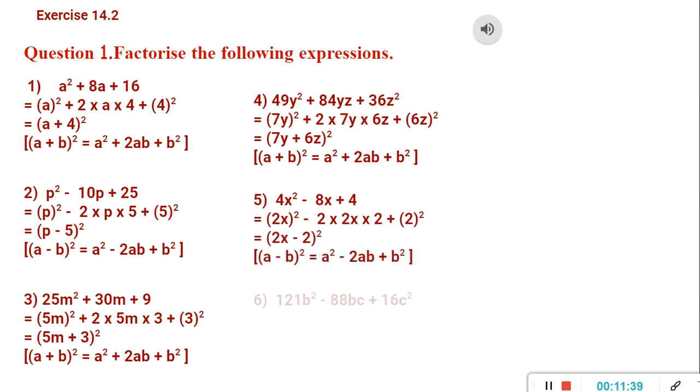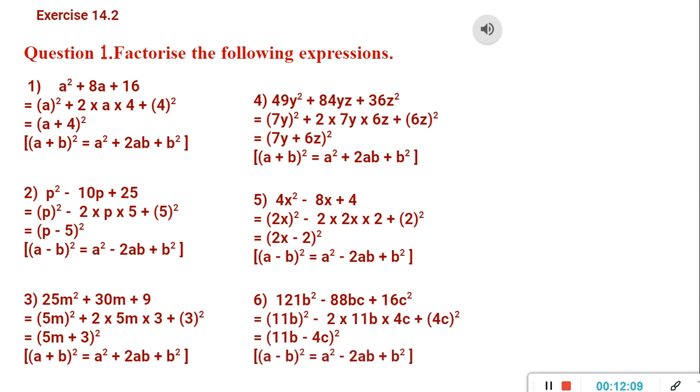Right? Now sixth one, 121 b square minus 88 bc plus 16 c square. Here also first term we can see that 121b square is the square form of 11b, right? Then 16c square is the square of 4c. So we can write it as 11b whole square minus 2 into 11b into 4c plus 4c whole square. So that is equal to a minus b whole square. So 11b minus 4c whole square. That is the answer.